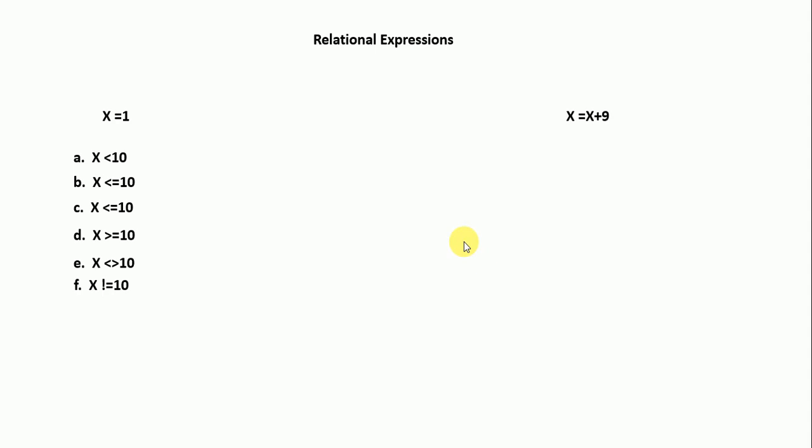Now on the next slide, we have an update. When I say an update, we are changing the value of x. So x is 1. What we are doing on this right hand side is we are saying that the value of x, which is 1, add 9 to that value, and then assign the value to x. So now x becomes 10.